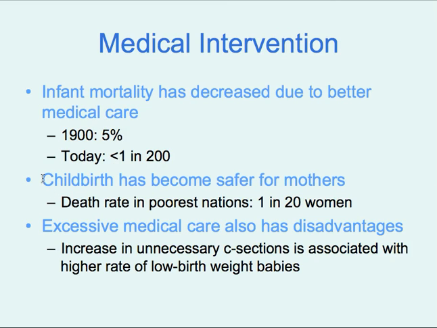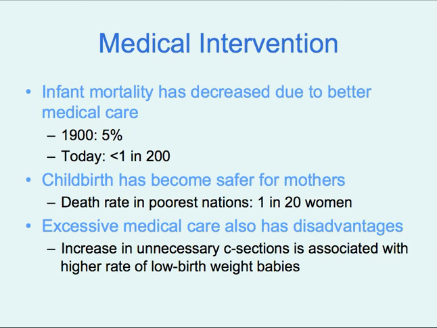Childbirth has become safer for mothers. In addition to there being a high infant mortality rate, it could also be dangerous for the mother in the early 1900s. But the death rate is much lower in the United States. The death rate in the poorest nations can still be kind of high, 1 in 20 women in some of the poorest countries. Excessive medical care also has some disadvantages, though. It leads to an increase in unnecessary C-sections, which is associated with a higher rate of low birth weight babies. And we'll talk about low birth weight babies in just a minute.